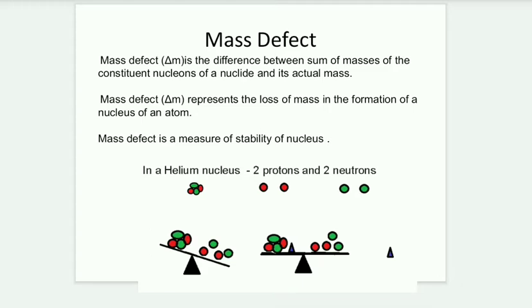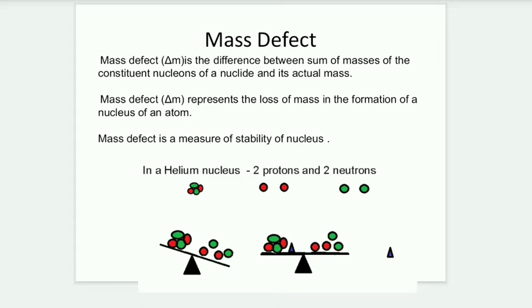Then again, the mass defect can be represented as the loss of mass in the formation of the nucleus of an atom. While an atom is formed from its constituent particles, some mass will be lost, and that lost mass is termed as mass defect. Or else we can say the mass defect is a measure of the stability of the nucleus. Nuclear stability and the mass defect are related.